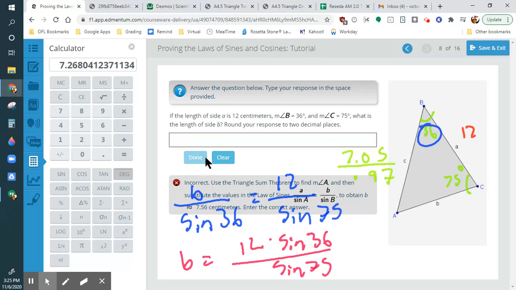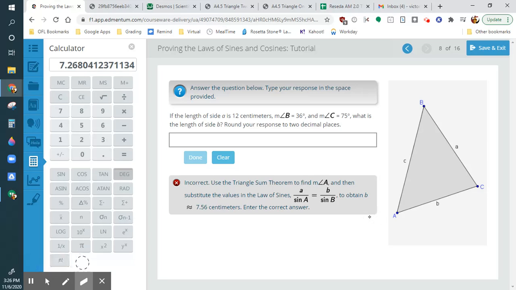Still wrong. Edmentum, I don't know what you want me to do. I'm using law of sines correctly. Sine b over sine of 36. And then, oh, this is little a. Derp. Well, I have egg on my face. So they want us to solve for the missing angle first. Edmentum, don't do this to people. Nobody likes it. You're making this harder for no reason.